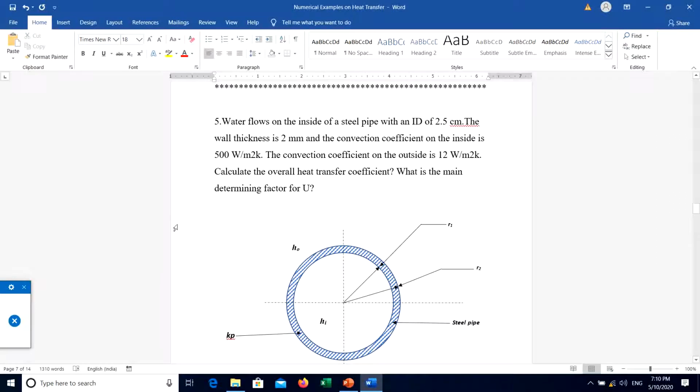Now the next problem reads: water flows through the inside of the steel pipe with an ID of 2.5 centimeters. So this ID R1 is given, and the thickness of the pipe is also given. The wall thickness is 2 mm, so R2 is also given. And the convection coefficient on the inside is 500 watt per meter square Kelvin, so HI is given here. The convection coefficient on the outside is 12 watt per meter square Kelvin, so HO is also given. Calculate the overall heat transfer coefficient U, and then what is the main determining factor for U.